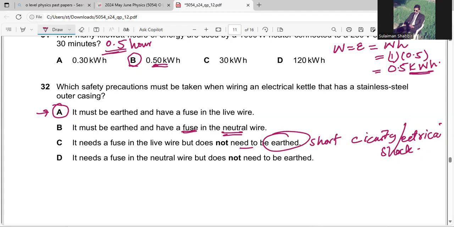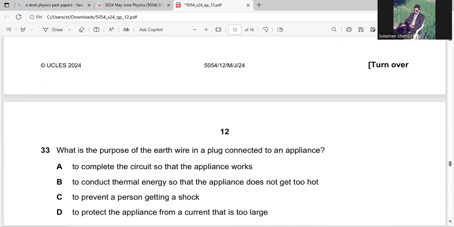He will get the electric shock over there. It needs a fuse in the neutral wire. No, it's not possible in the neutral wire, never.